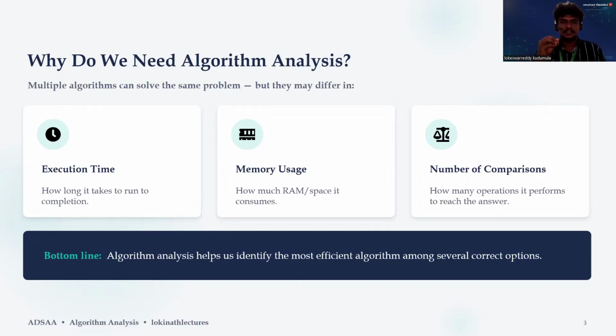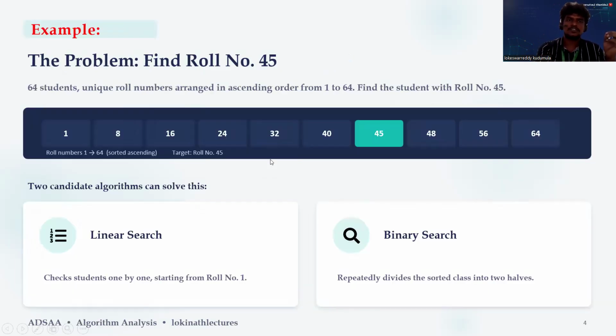By doing algorithm analysis, we can easily identify the most efficient algorithm.